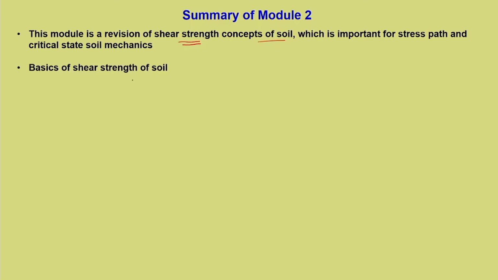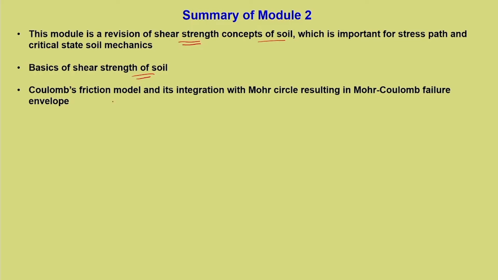So, basics of shear strength: we started off with stating what are the important basics of shear strength. The Coulomb's friction model, where we started off, and we have seen it gets integrated with Mohr circle, resulting in the very popular Mohr-Coulomb failure envelope. The integration was done essentially to represent the stress acting on the soil, that is sigma 1 dash and sigma 3 dash.